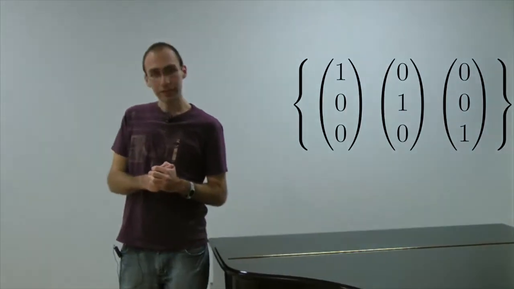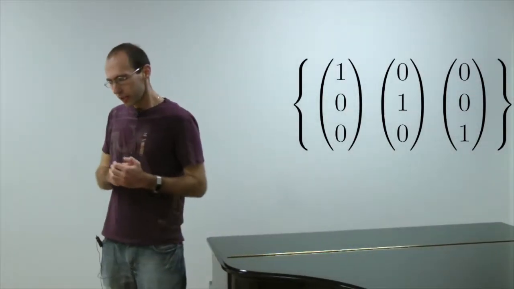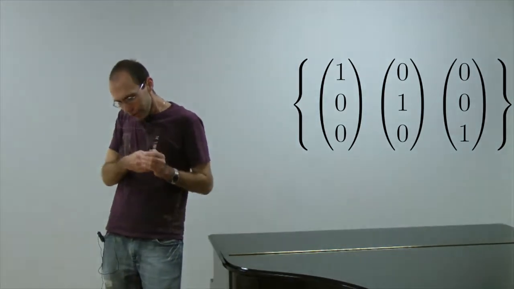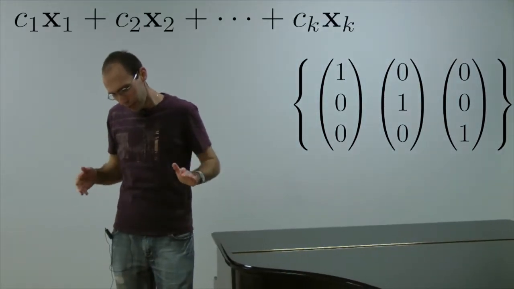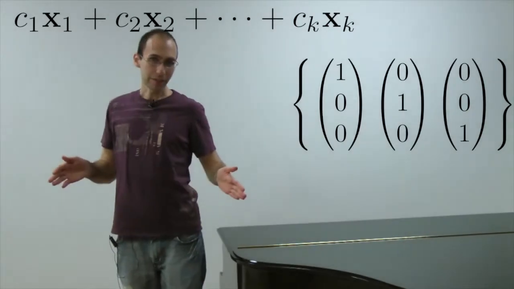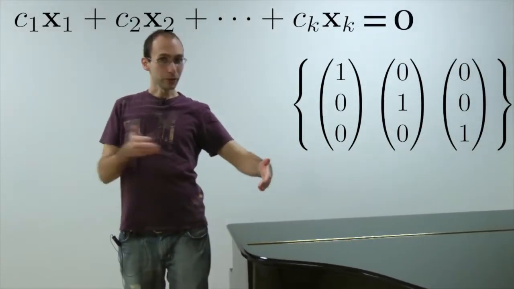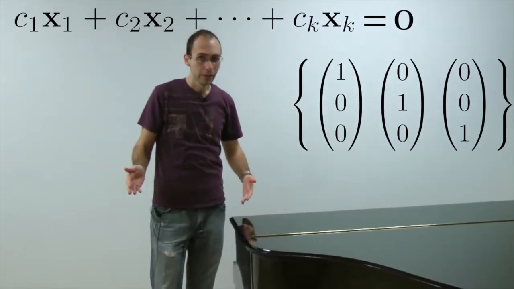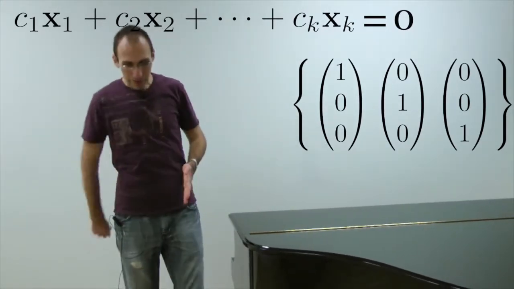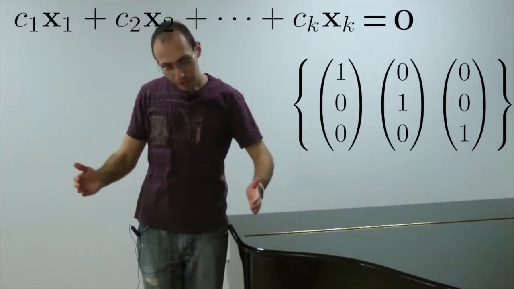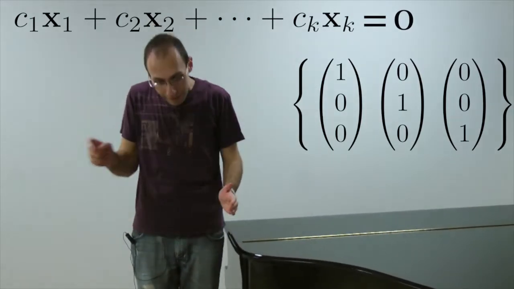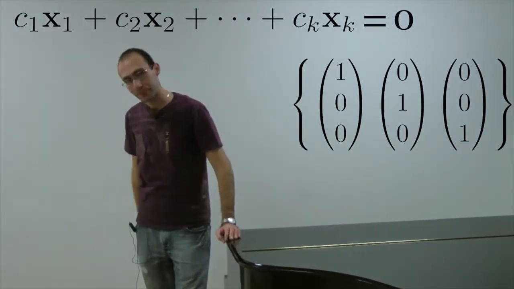So let's take the first definition of linear independence. We have this equation that we want to solve, that a linear combination of our k vectors is equal to 0, and we're going to assume that they're all orthogonal to each other. Well, we can simply dot both sides of the equation, or take the scalar product of both sides of the equation with each of the individual xi's.